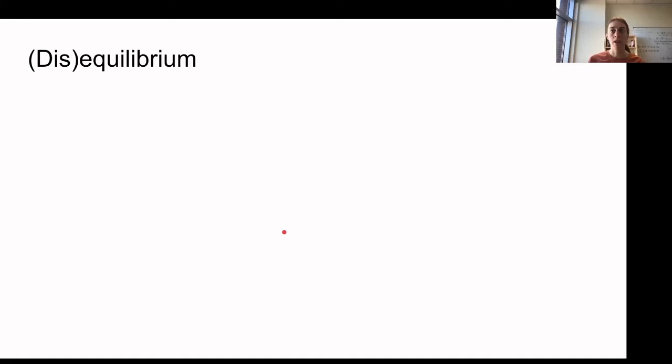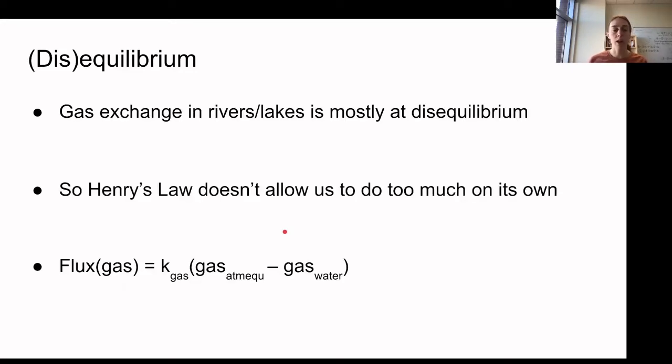So as we've learned, a lot of stuff is in disequilibrium, particularly when we're thinking about environments where we have gas exchange between water and the atmosphere. So we're employing this idea of kinetics here. Our gas exchange in rivers and lakes is mostly a disequilibrium, as we talked about. Frequently, our gas production rates are faster than how quickly gas can move into or out of that system. So we need to think about this in terms of kinetics. Henry's law doesn't allow us to do that much on its own. So we have to incorporate this new variable that is little k.